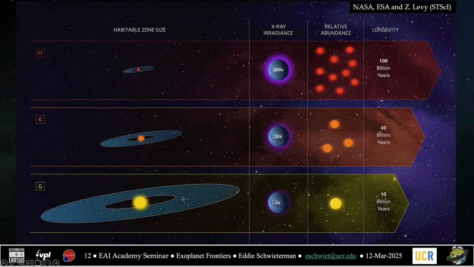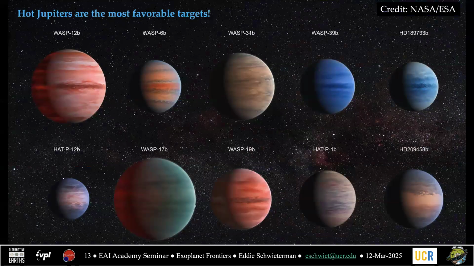Okay, so we'd love to characterize these potentially habitable planets, but first we have to look at the planets that are actually easier to characterize. And so far, the easiest planets to characterize have been the hot Jupiter planets. These are planets that are comparable to the size of our Jupiter, but they orbit very close to their star, much closer than Mercury does to our sun. These are, of course, artist conceptions of several hot Jupiter planets.